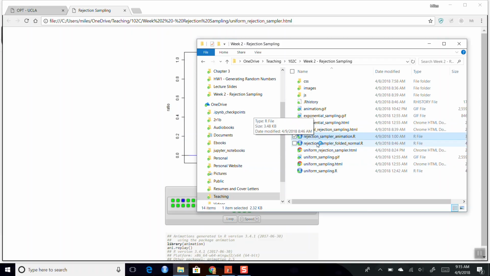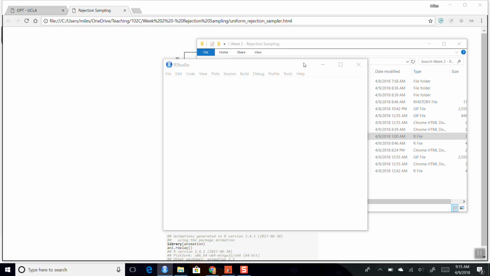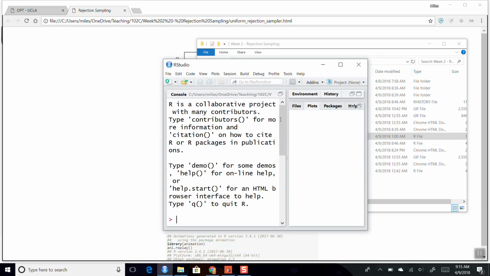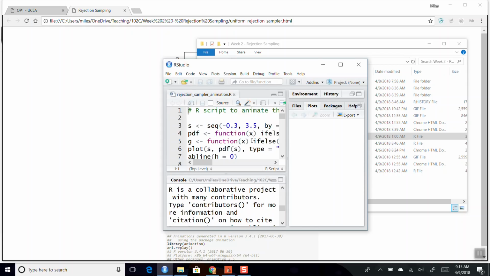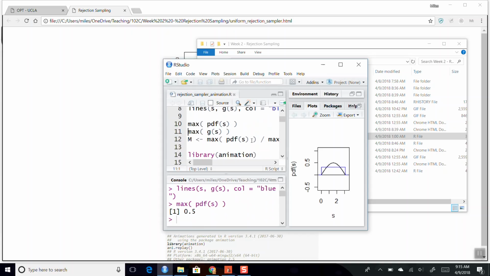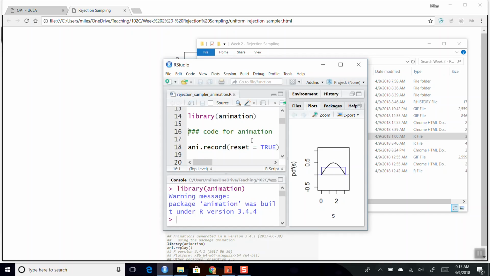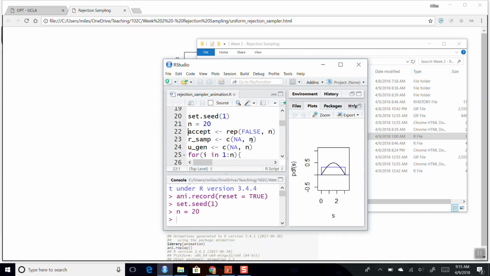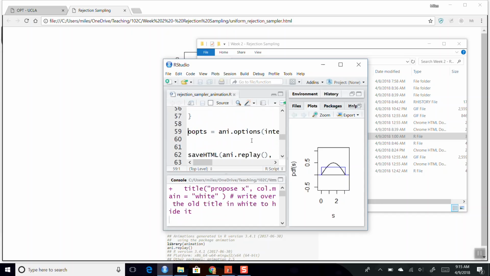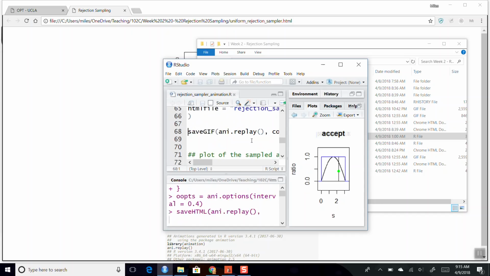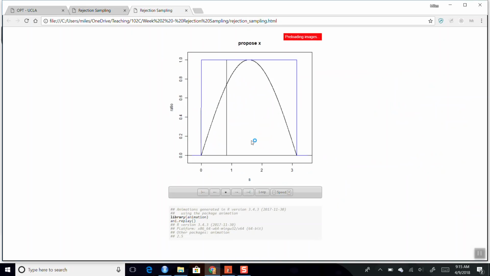Rejection sampler animation. Let me just generate this again. Maybe after the homework is due, I'll... okay, so here it is. This will go green and red.